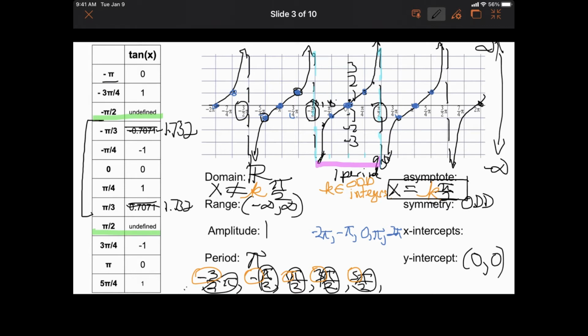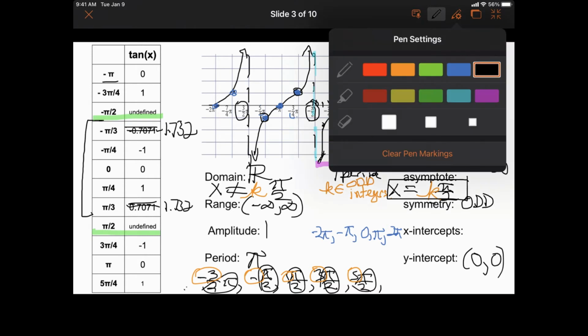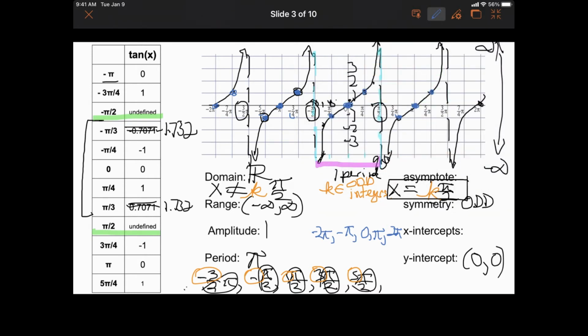All right, let's talk about the x-intercepts. Now you're like, okay, now I have x-intercepts, Miss Mendoza. Yep, they go on forever. And we have pi for all of them. Yes, the 0 can be 0 times pi.